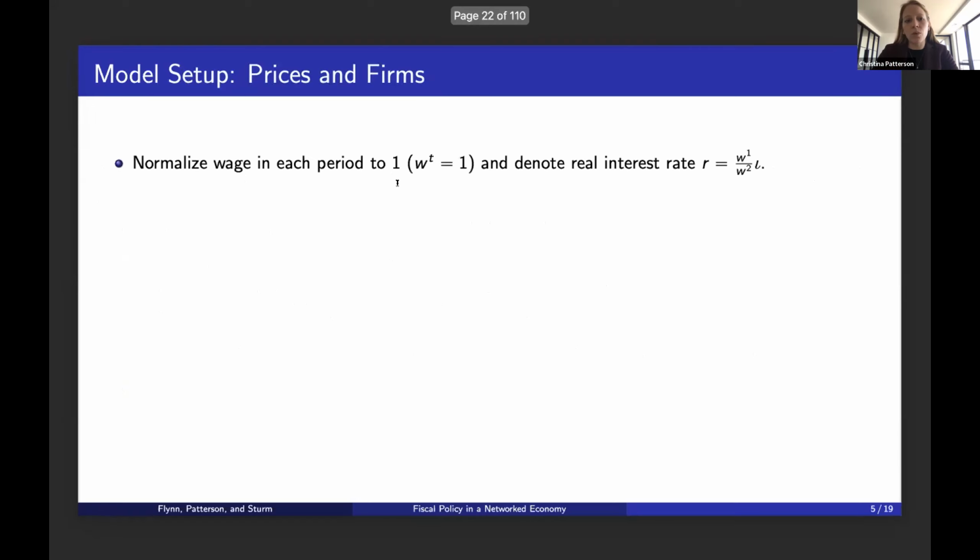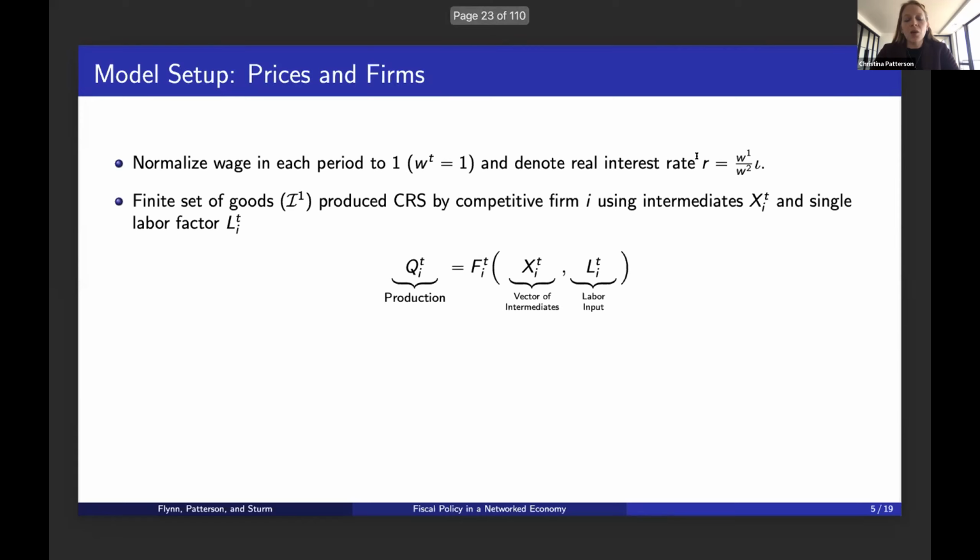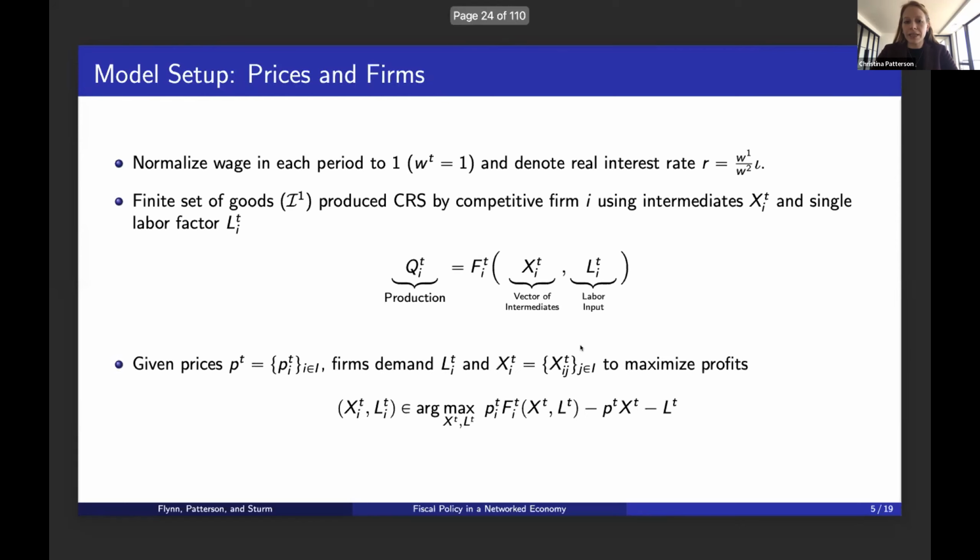Okay, to dig in a little more, we're going to normalize the wage in each period to 1, and we're going to denote the real interest rate as R here, which, as I just said, is going to be fixed. We're going to have firms producing a finite set of goods. They're going to do so using constant returns to scale, and they're going to use a vector of intermediates and a single labor input. And so firms are going to be taking the prices as given, and they're going to be choosing their labor demand and their intermediates to maximize their profits.